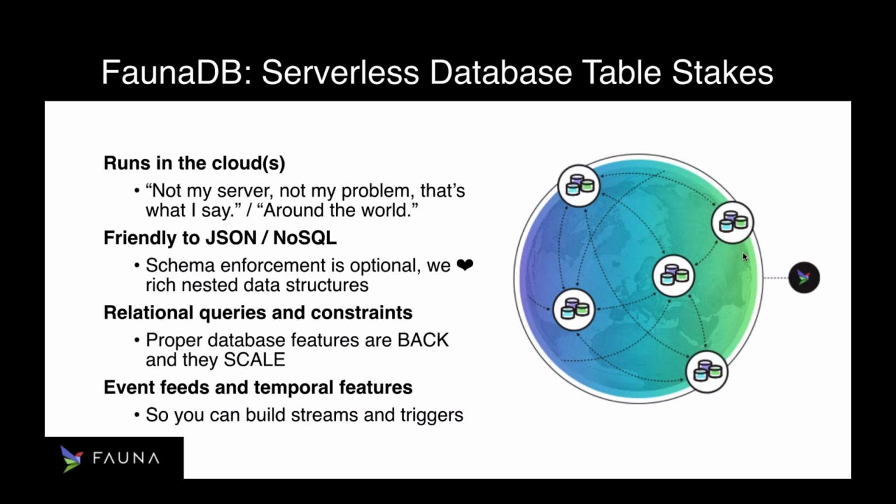And then anyone who's writing apps in 2017 is going to want some kind of temporal features so that you can build streams and trigger events from changes in the database. So FaunaDB's data model keeps the old versions of records around for a configurable amount of time and allows you to take any query and put it into an event mode where you can see the changes that have happened to that query over time.